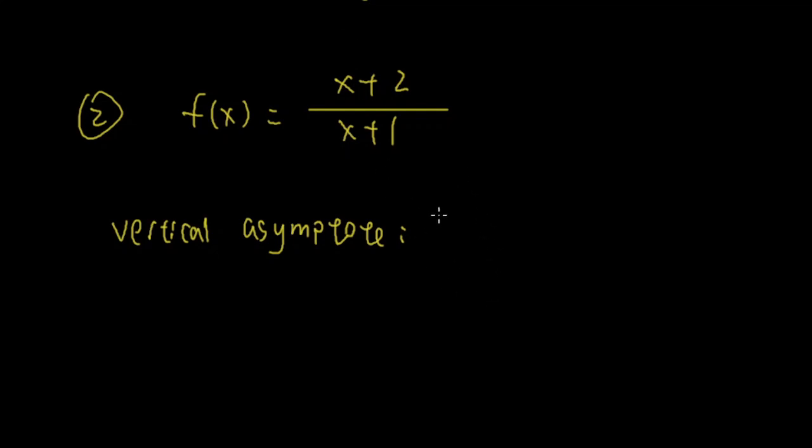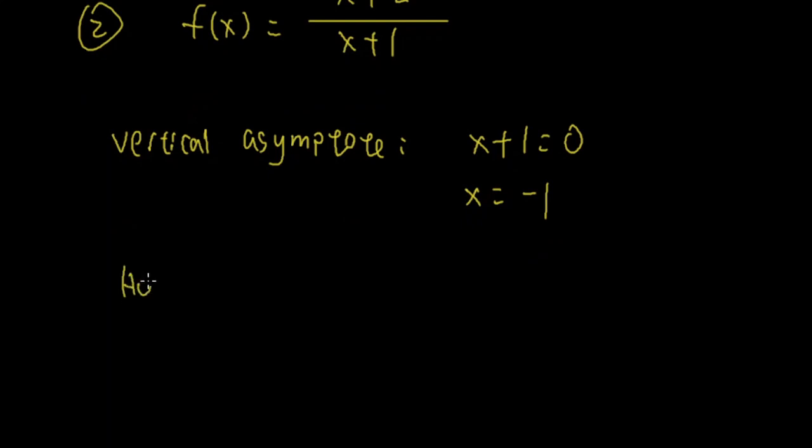Okay, in that case, you can just set the denominator equal to 0. Then x equals -1 is the vertical asymptote, because you cannot divide by 0, right? So x cannot be equal to -1. Okay, how about the horizontal asymptote?